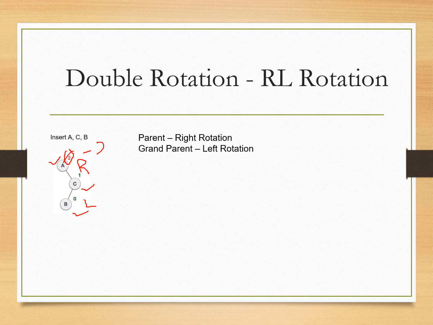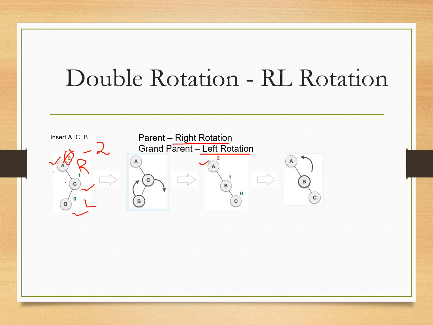So it is imbalanced. So what do I have to do? I have to rotate the parent to the right, which is the parent C. I have to rotate the grandparent to the left, which is the grandparent A. So first I am rotating the parent to the left, sorry, to the right. I'm sorry, to the right. So C is the parent. When I rotate this to the right, how will it be? B comes in the place of C and C comes to the right of B. Then I have to rotate the grandparent left, which is the grandparent A. So when I rotate it left, how will it be? B comes to the top and A comes to the left.